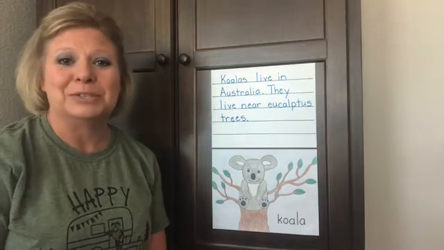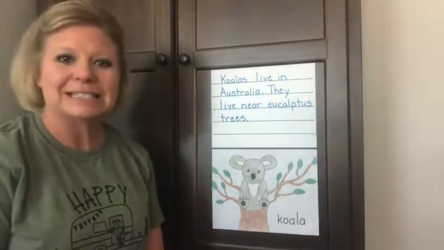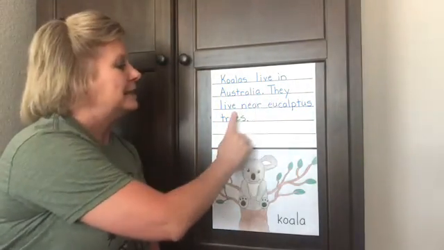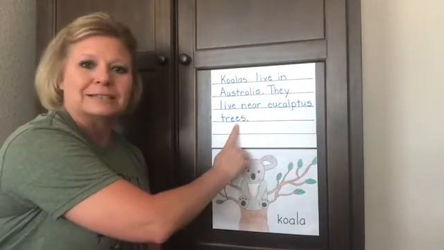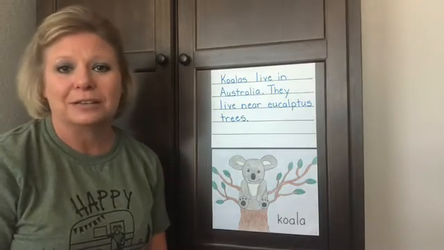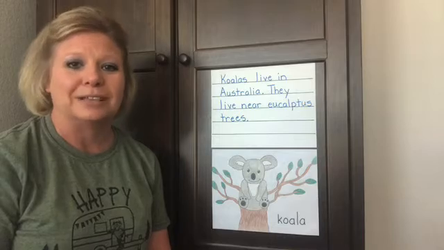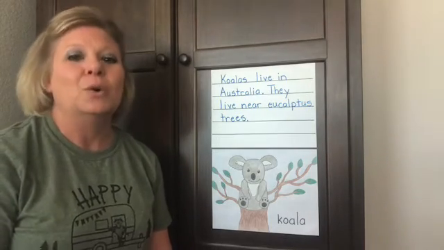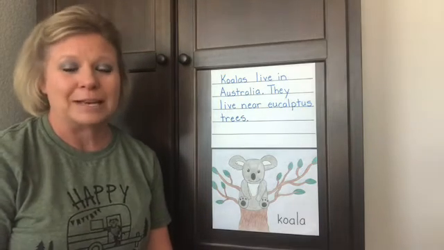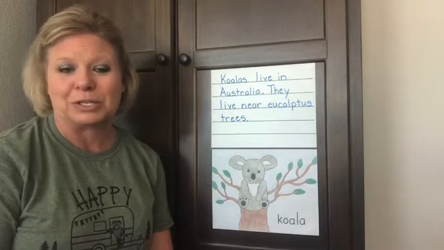I'm done writing my two sentences about where my animal lives. My two sentences say, koalas live in Australia. They live near eucalyptus trees. So in your sentence or sentences that you write, you can include specific information if they're found in a certain part of the world, like koalas are found in Australia, or you can include information about what kind of habitat they live in. For example, koala bears are going to live in places where there are eucalyptus trees.